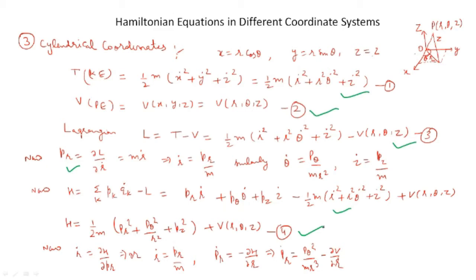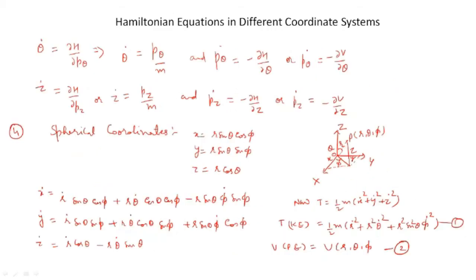Now from the Hamiltonian equations we know that r dot will be equal to del H over del p_r, or we can find here r dot, and it is equal to p_r upon m. Similarly, p dot k is equal to minus del H over del q_k. So here p dot r will be equal to minus del H over del r, and we can write p dot r is equal to p_theta square upon m r cube minus del V over del r.